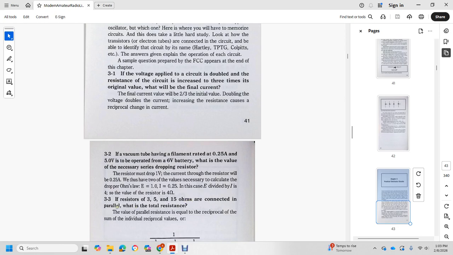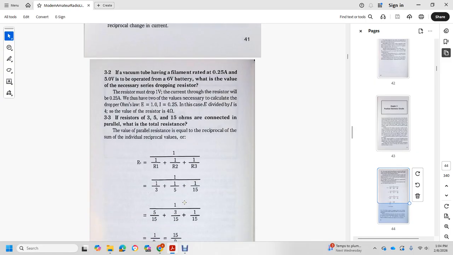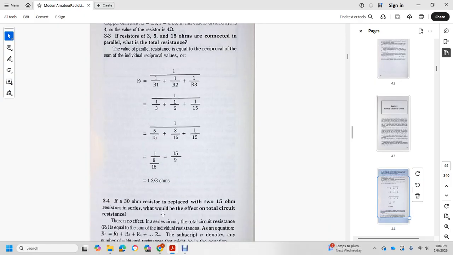If resistors of 3, 5, and 15 ohms are connected in parallel, what is the total resistance? The total resistance of a parallel circuit equals the reciprocal of the sum of the reciprocals of the individual values: 1 over R total equals 1 over R1 plus 1 over R2 plus 1 over R3. So we'd have 15/9, or 1 2/3 ohms.